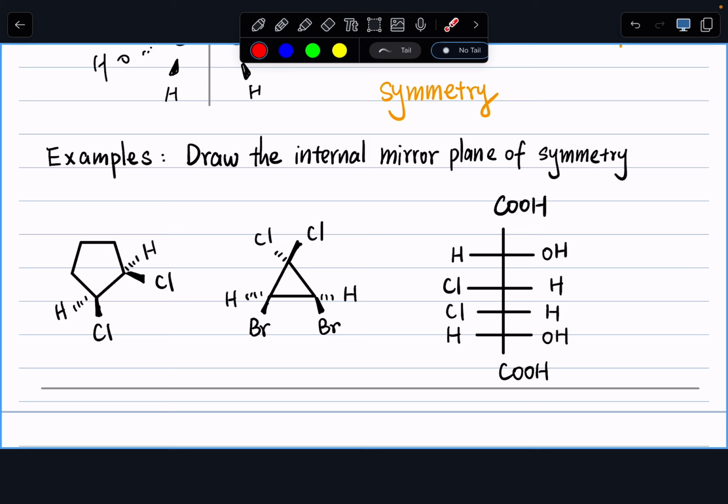these meso compounds? Like in here, for this 5-member ring, my plane of symmetry is in the middle. This one is here. And for the right one, when we have the Fischer projection, it becomes more obvious when we do it like that.